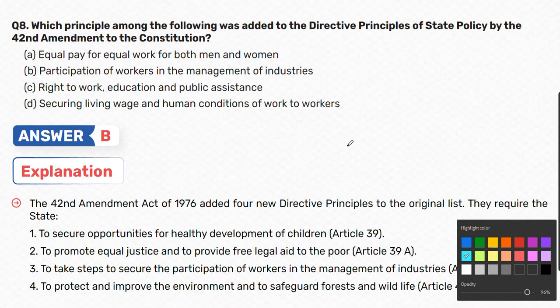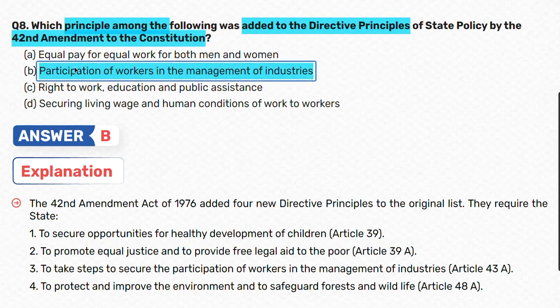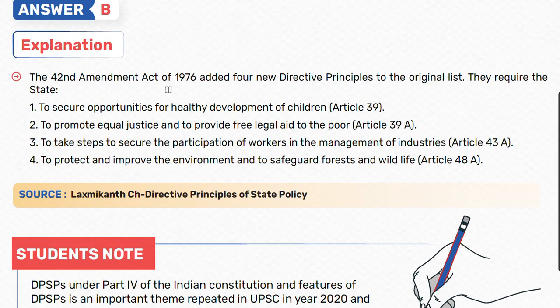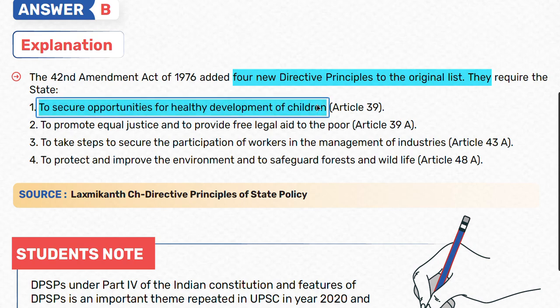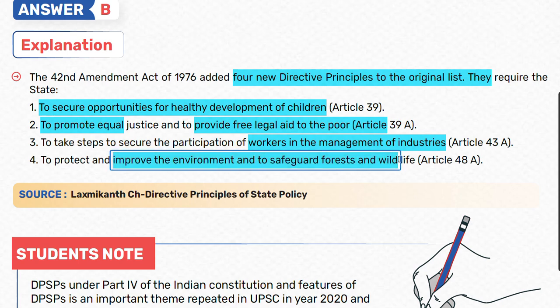Now, question number 8. Which principle among the following was added to the directive principles of state policy by the 42nd Amendment to the Constitution? Okay, fair enough. So, participation of workers in the management of industries. This was added by Madam Indira Gandhi. So the 42nd Amendment Act of 1976 added four directive principles to the original list. They required the state to secure opportunities for healthy development of children, Article 39; to promote equal justice and to provide free legal aid to poor, Article 39A; to take steps to secure the participation of workers in the management of industries, and to protect and improve the environment and to safeguard forest and wildlife, Article 48A.